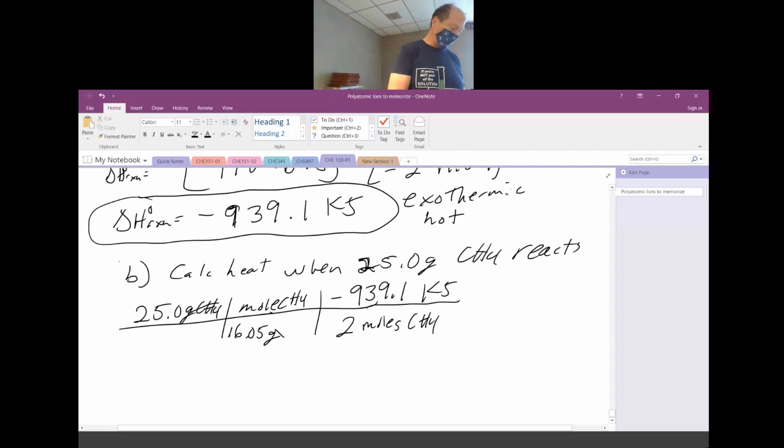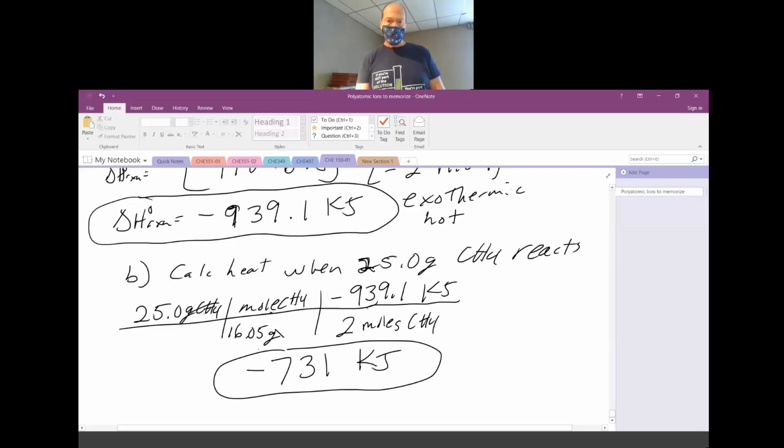When we take our 25.0 divided by 16.05, we see that we have 1.56 moles of CH4. Then we multiply that by the negative 939.1 and divide that by 2. We see that we are going to release negative 731 kilojoules. So when 25 grams of CH4 reacts, 731 kilojoules of heat is released. It is exothermic.